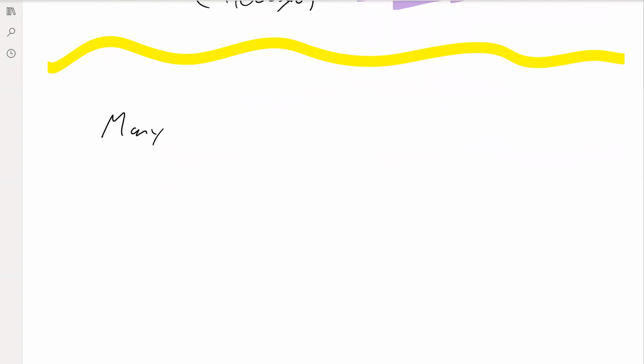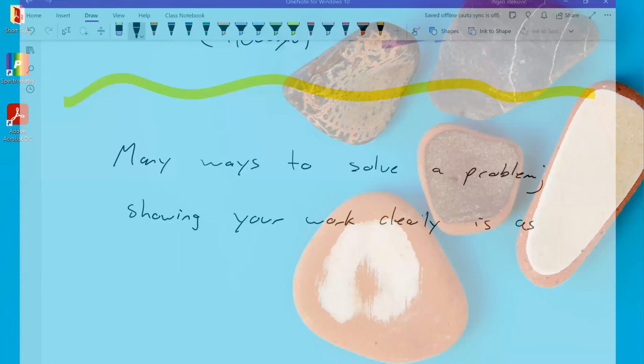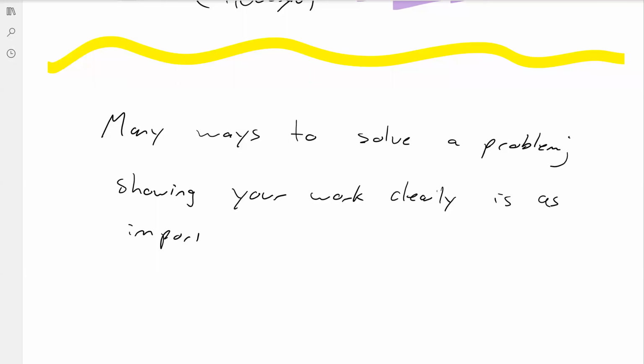So let's just write that down. Many ways to solve a problem. However, showing your work clearly, in a clear, organized manner, is as important, if not more, than getting the right answer.